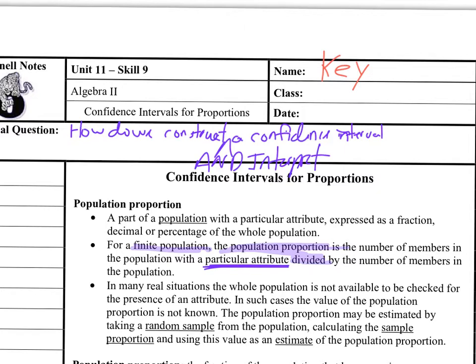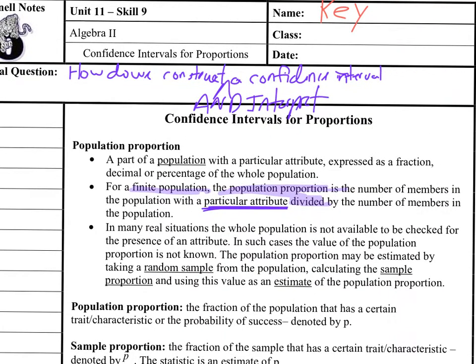In many situations, the whole population is not available. In such cases, the value of the population proportion is not known. So we take an estimate by taking a random sample, and we have to make sure this random sample is done correctly, which we've talked about before. And we calculate the sample proportion and use this value as an estimate of the population proportion.